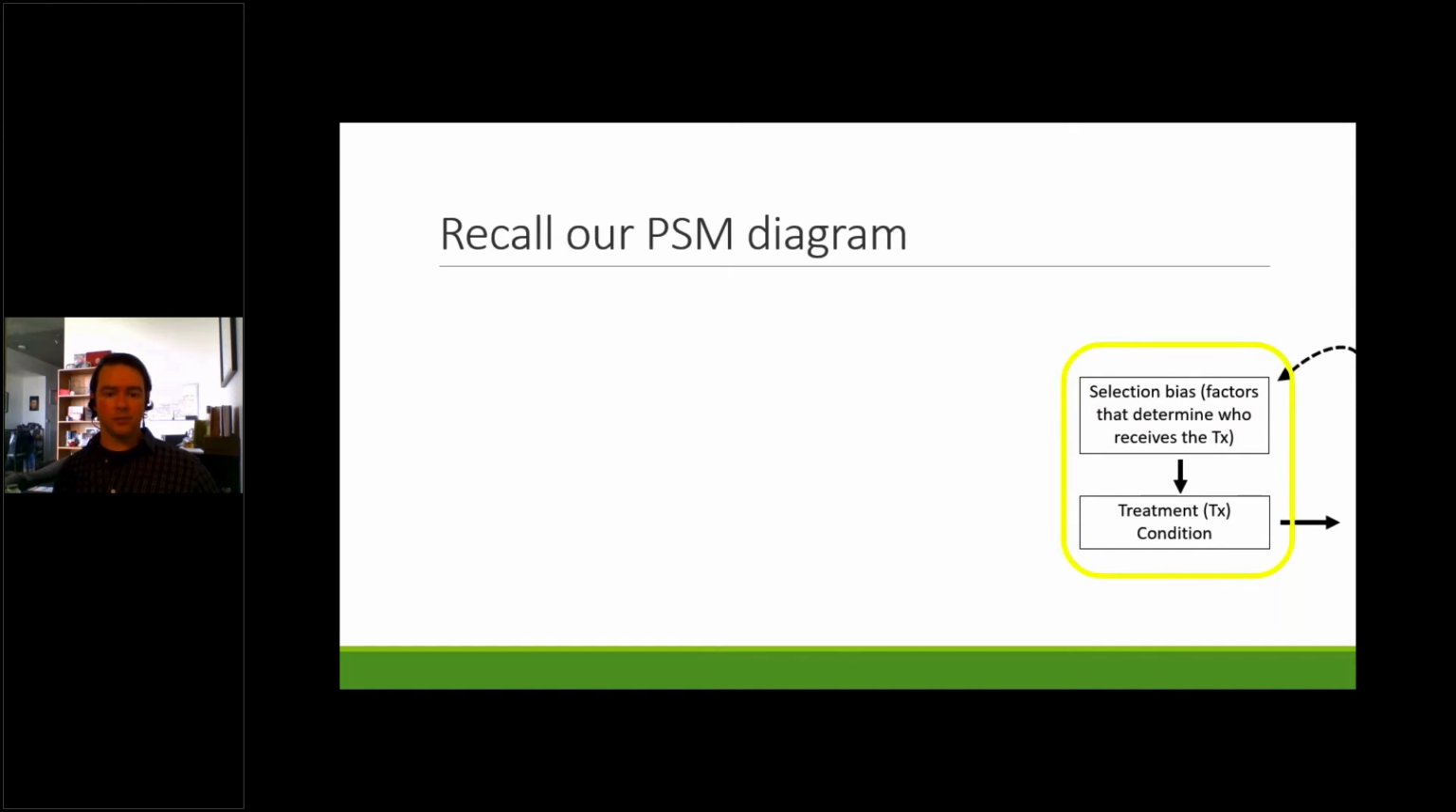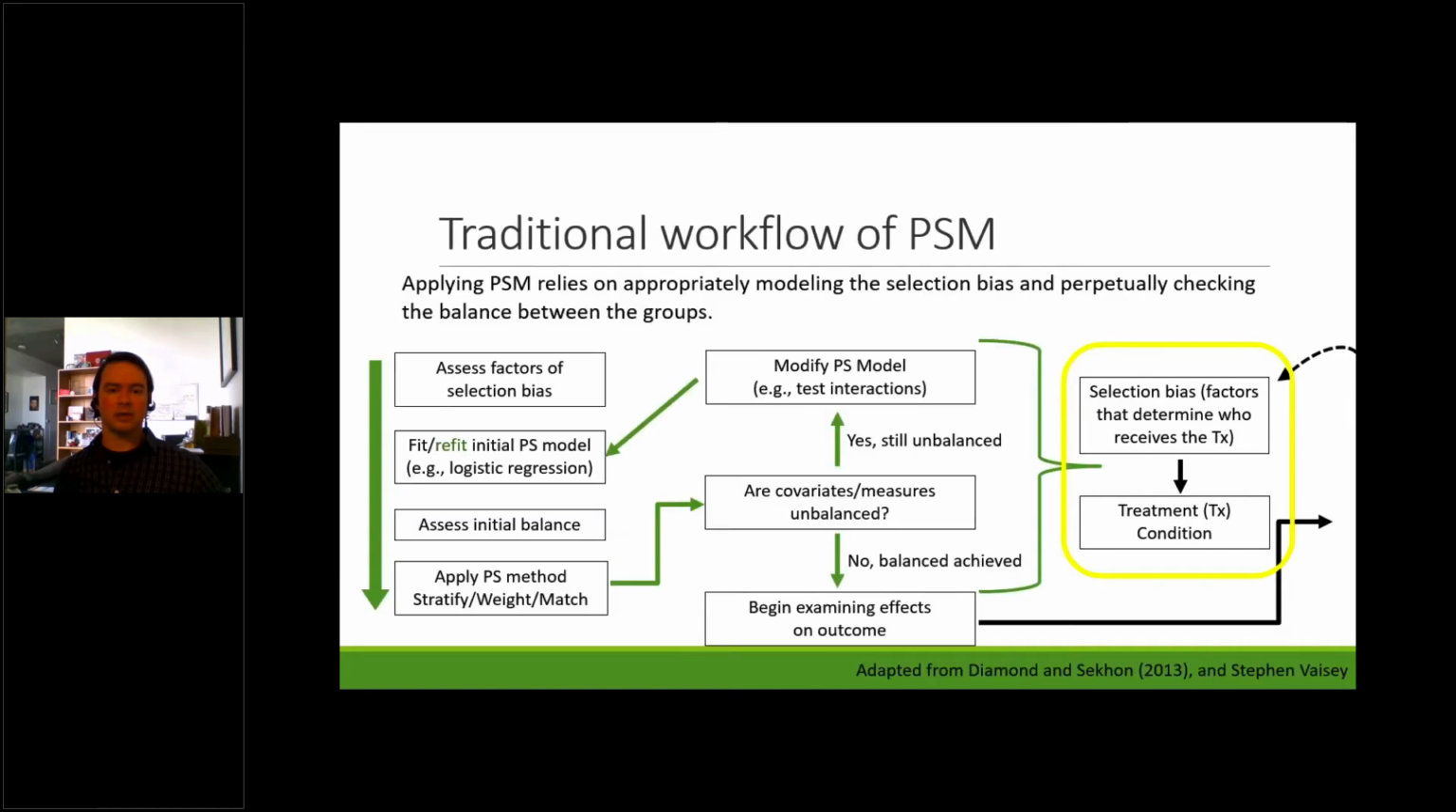To break out the traditional workflow, we will slide this diagram over and zoom in on the steps that we're specifically talking about and needed. So the traditional approaches, and indeed many approaches that many people still use today, in applying PSM rely on appropriately modeling the selection bias and perpetually checking the balance between the groups.